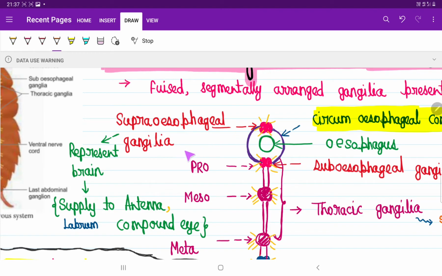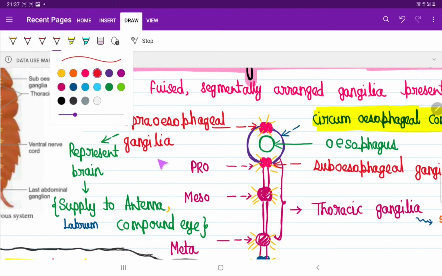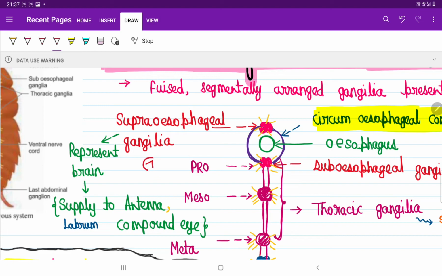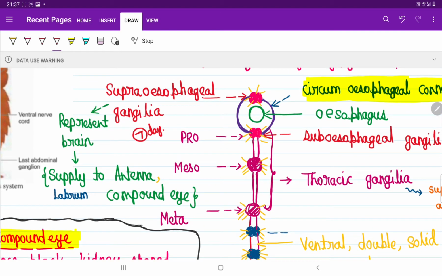The supraesophageal ganglia supply the antenna, the compound eye, and the upper lip, the labrum, right? It is observed that if the head of the cockroach is cut or removed, the cockroach can survive even 7 days. Why? The reason is that only in the head region the supraesophageal ganglia are present. The remaining ganglia are present in either the thoracic region or the abdominal region. So this is the supraesophageal ganglia.